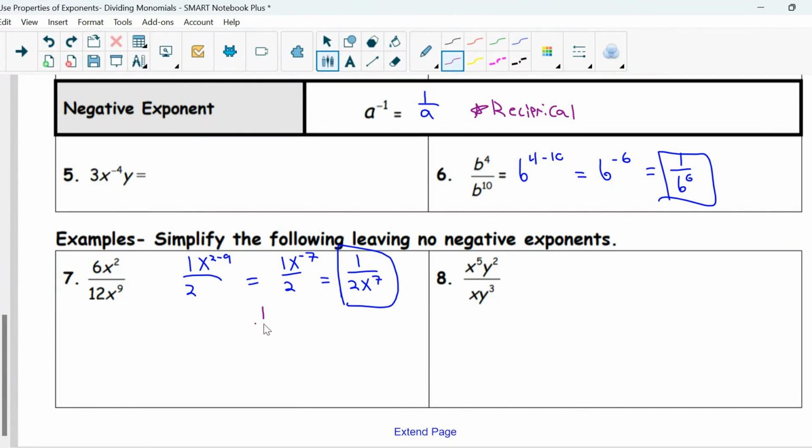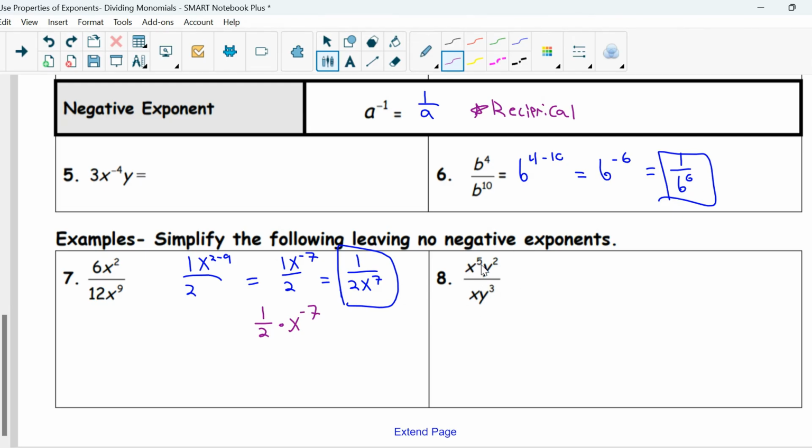If it helps you, you can rewrite this as 2 separate terms here. So you can see that process. That's why you don't take the reciprocal of 1/2. Okay.